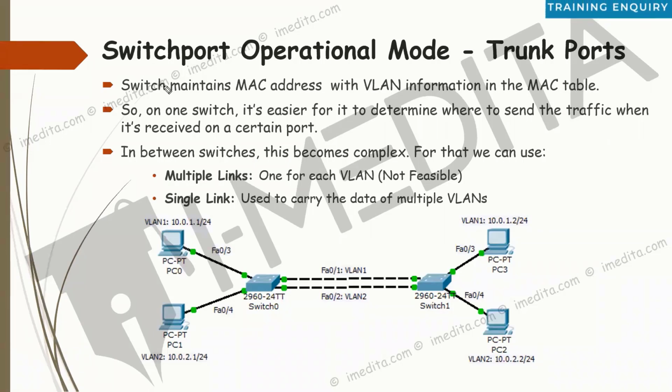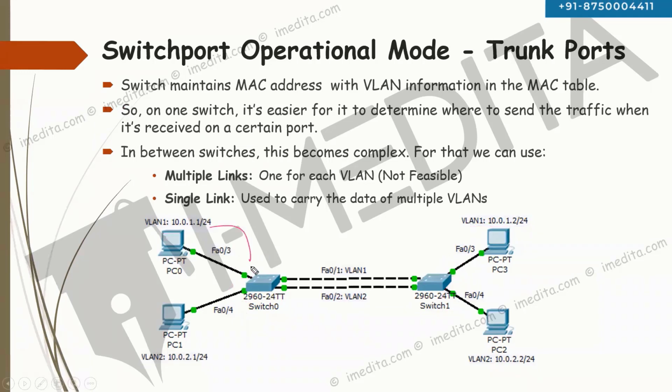The switch maintains the MAC address table. In the MAC address table, it is going to maintain the VLAN information. So the switch has learned that this particular MAC address is connected on VLAN 1, this one on VLAN 2, this one on VLAN 1, this one on VLAN 2. So for the switch, it is easier to determine whether to send the traffic when it is received on a certain port.